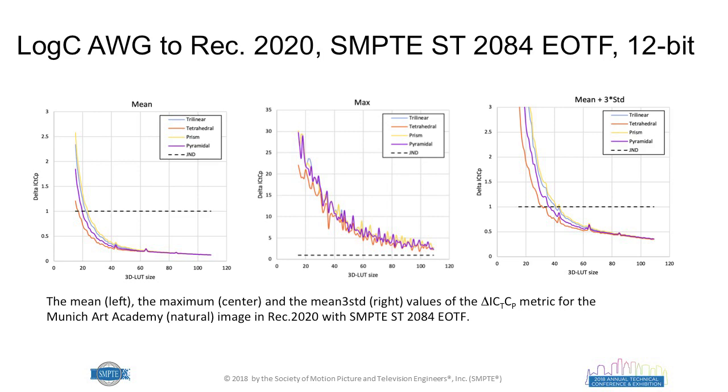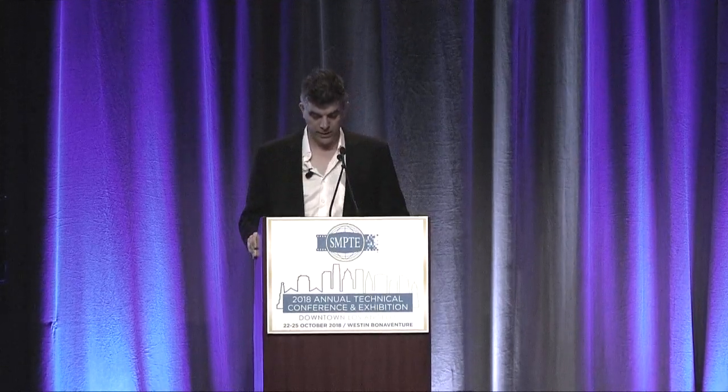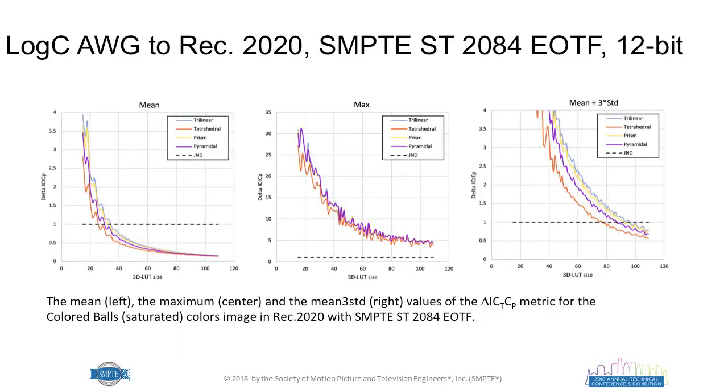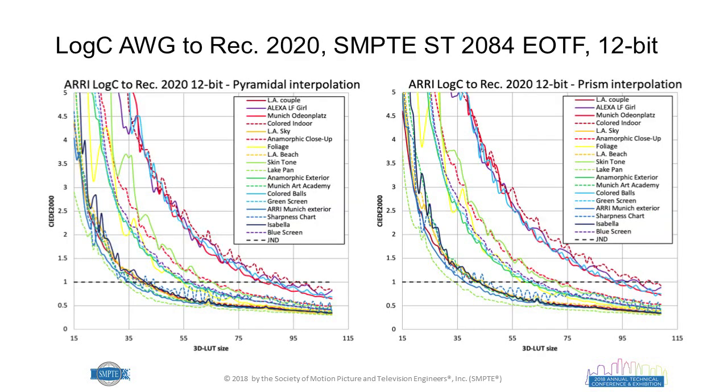there's something really interesting happening, because you can see that suddenly you need a much bigger 3D-LUT to go beyond the JND threshold. As I said, it's a saturated image. So in this case, tetrahedral requires a 77 cube 3D-LUT, pyramidal 87, prism 96, and trilinear a 97 cube 3D-LUT. Put everything together once again, and we can see that there are actually clusters happening.